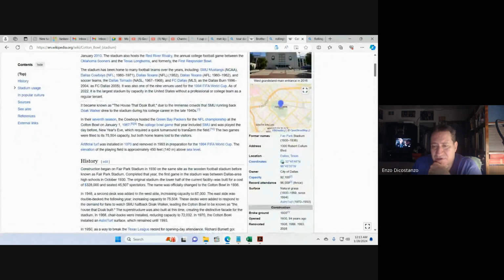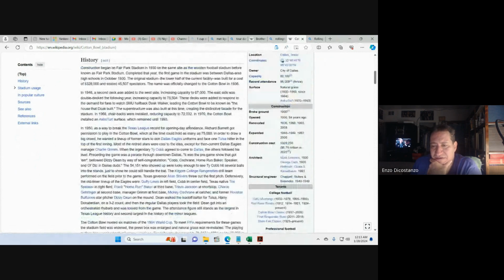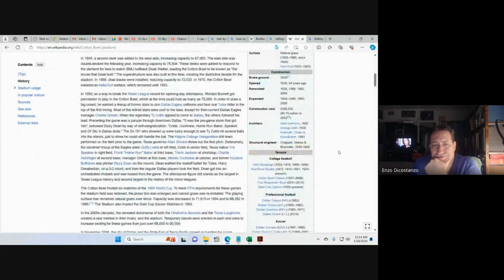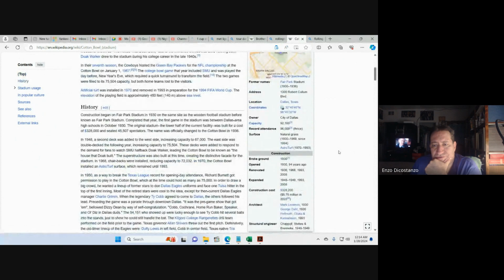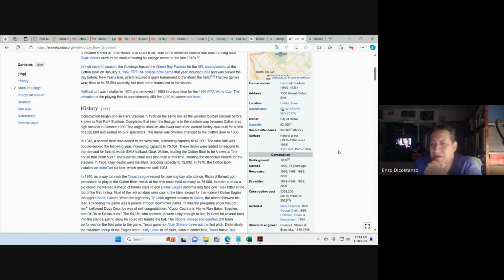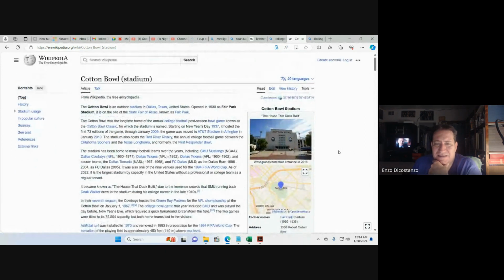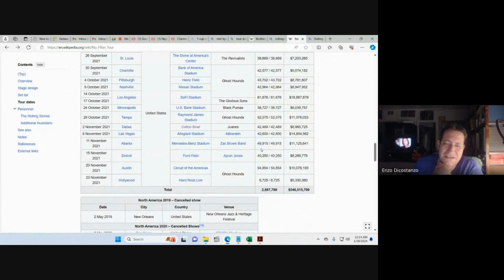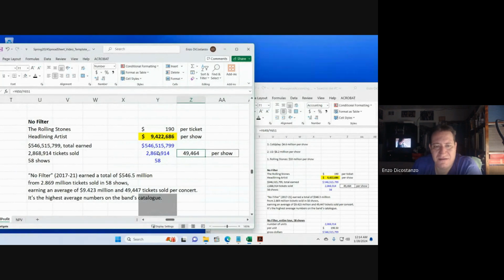Cotton Bowl has a pretty good capacity. It's not just 40,000. Yeah, they barely filled the Cotton Bowl. It's got a capacity of 90,000, and they did 40. Maybe it was arranged to show that it's sold out like that. But see there, yeah, there's the number, 456,799. Okay, so I didn't get that number from there. I got it from somewhere else.